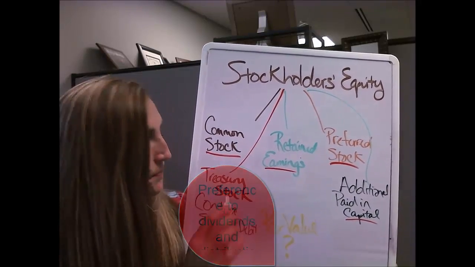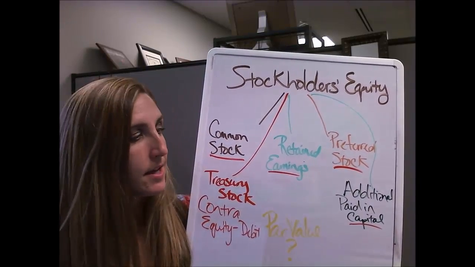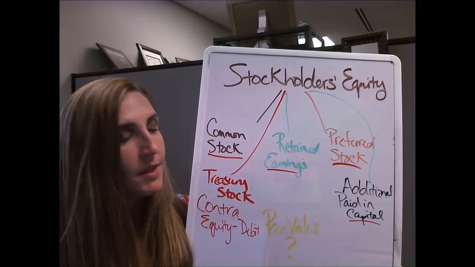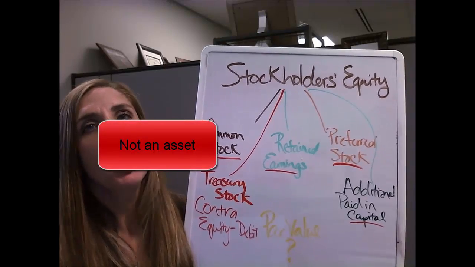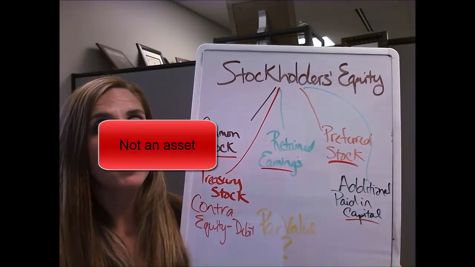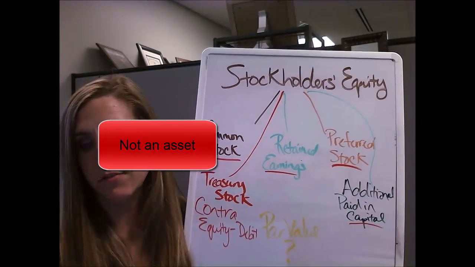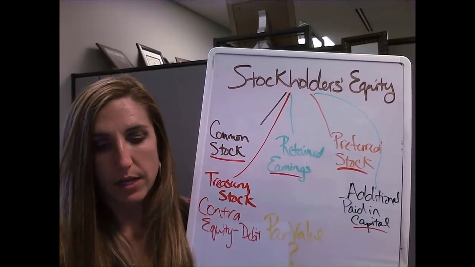But this is what we like to call a bad account, in the sense that it takes away from external ownership. It's a contra. It's going to have the opposite effect of your normal equity accounts.